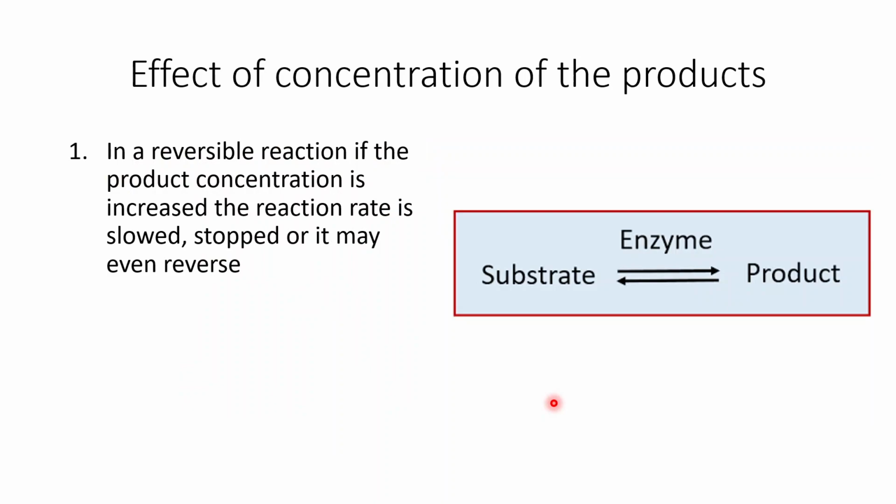Now let us look at the next factor, which is the effect of concentration of the products. In a reversible reaction, if the product concentration is increased, then the reaction rate is either slowed, it can be stopped, or it may even reverse. So we have the substrate, the enzyme acts on the substrate, and we have formation of product. If the product concentration is increased, depending upon whether the reaction is reversible, the whole reaction can either slow down, stop, or even reverse. So this is the effect of product on the enzyme.